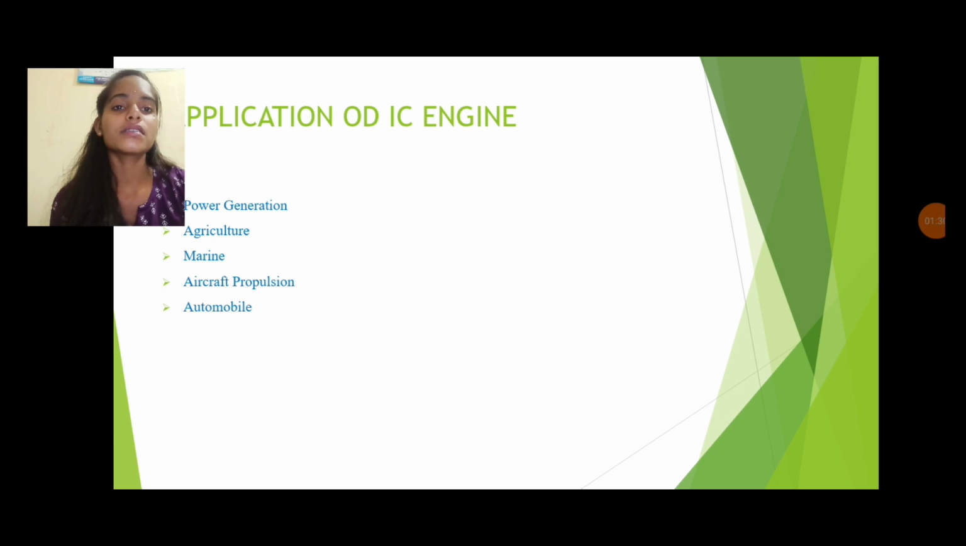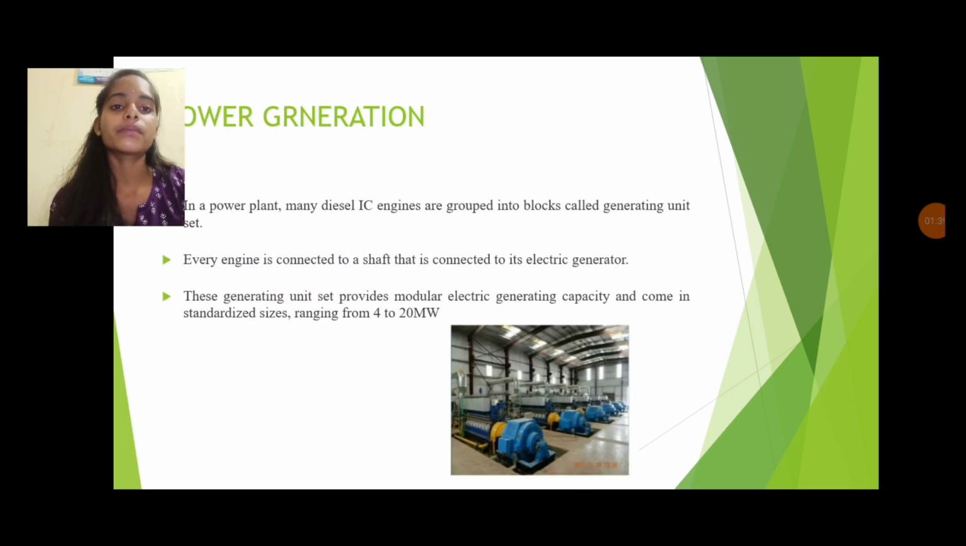Applications of IC engine: power generation, agriculture, marine craft, aircraft propulsion, and automobiles. Power generation: in a power plant, many diesel IC engines are grouped into blocks called generating unit sets. Every engine is connected to a shaft that is connected to its electric generator. This generating unit set provides modular electric generating capacity and comes in standardized sizes ranging from 4 to 20 MW.